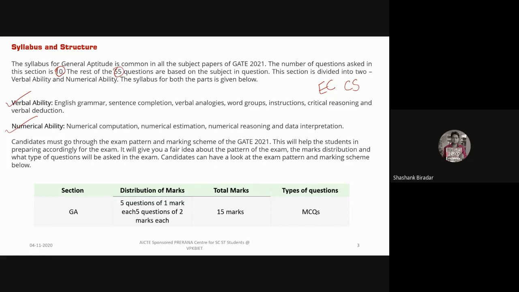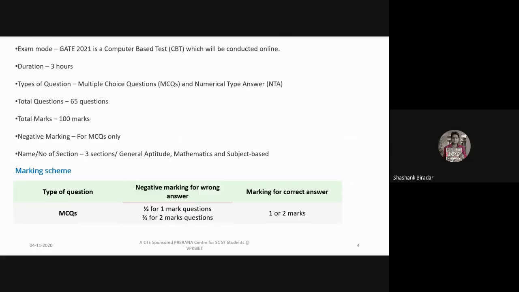The candidate must go through the exam pattern and the marking scheme of GATE 2021. In general aptitude, as we have discussed, 5 questions are for 1 mark and 5 questions for 2 marks, total 15 marks, type MCQ. Then this is the general GATE exam mode. It is a computer-based test, the duration is 3 hours. You have multiple choice questions and numerical answer type questions.